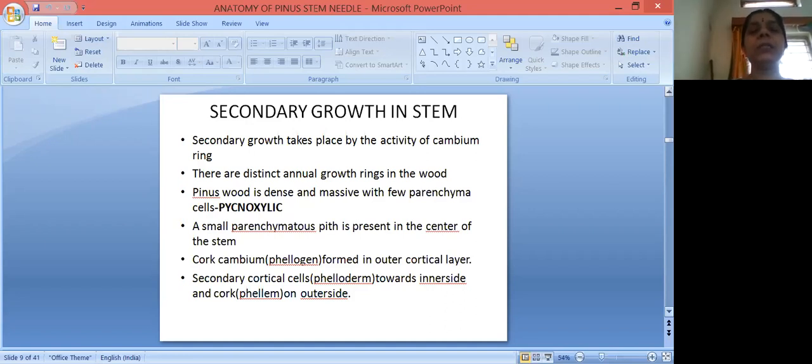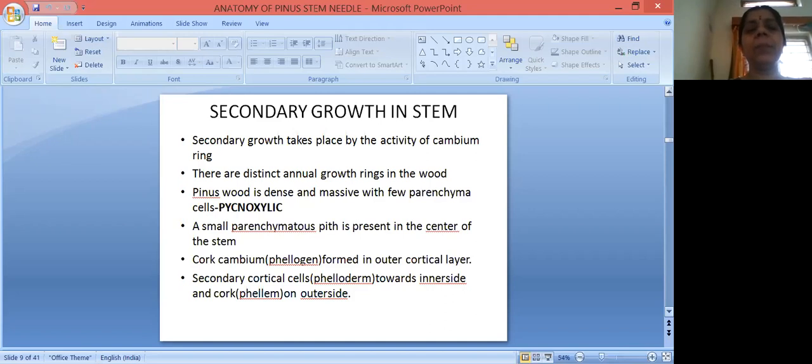It takes place by the activity of a cambium ring. And how can we confirm that secondary growth occurs? Due to the presence of distinct annual rings in the wood. Wood is nothing but secondary xylem. In the primary structure, it is xylem. In the secondary, it is called wood. Wood is very strong and gives strength.